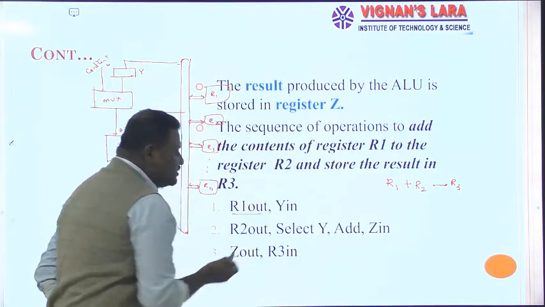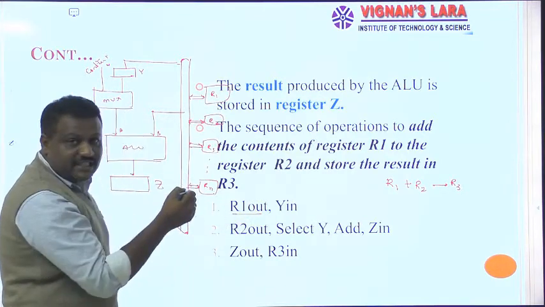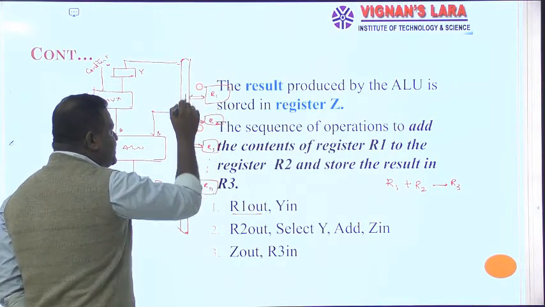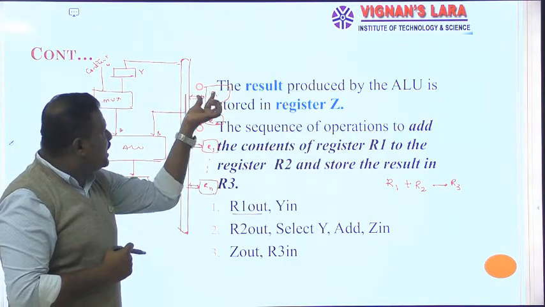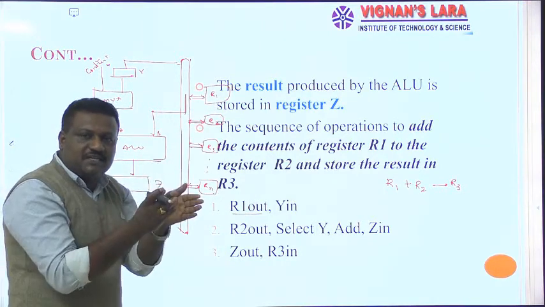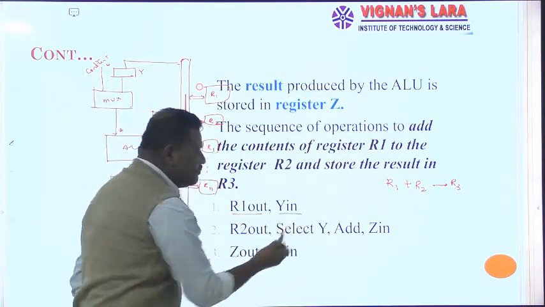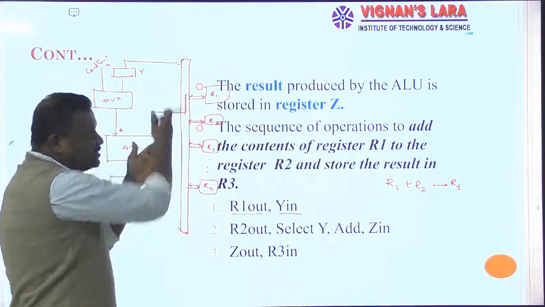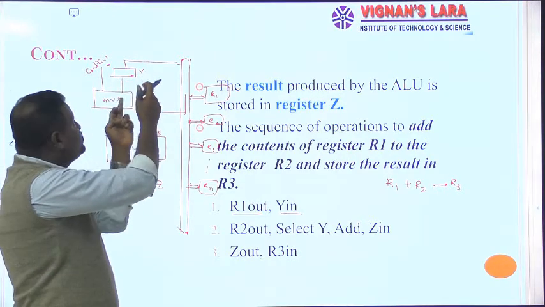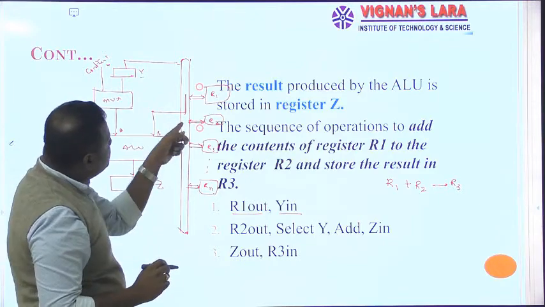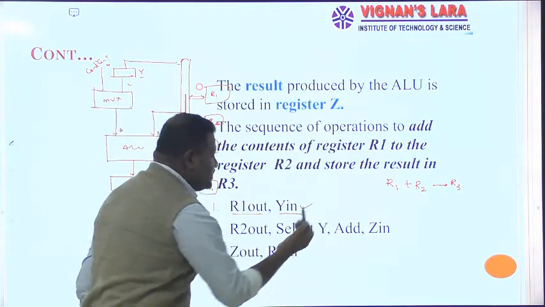So R1 out. Here this is my R1 register. This R1 out signal indicates that the content of register R1 is placed on this internal bus. It places whatever data value was present in register R1 onto the internal bus. Comma Y in, that means whatever data was placed on the bus must be taken by register Y.